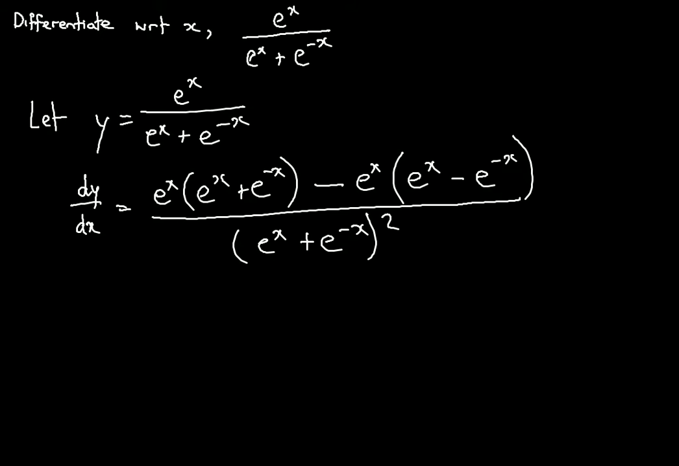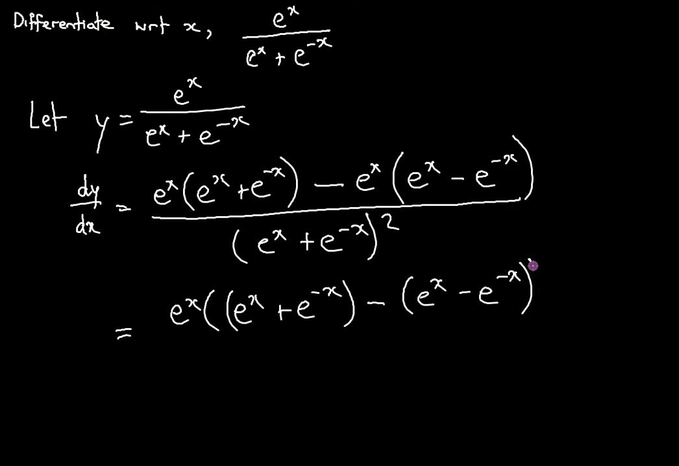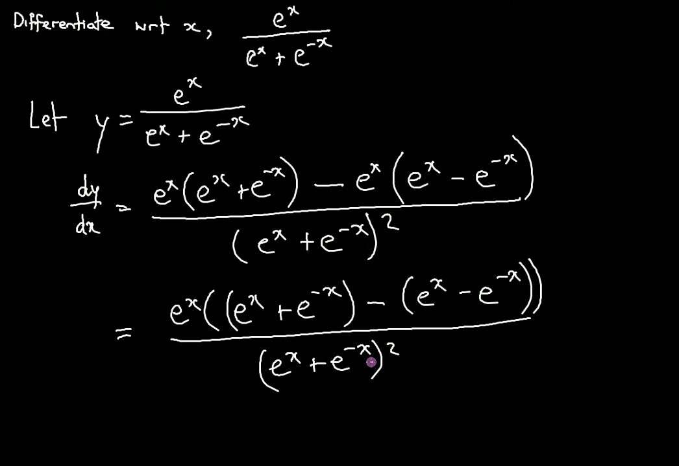So what happens? Well, turns out that e to the x factorizes out rather nicely from the top line, so e to the x. Then what do we get? We get e to the x plus e to the minus x minus e to the x minus e to the minus x over e to the x plus e to the minus x squared.